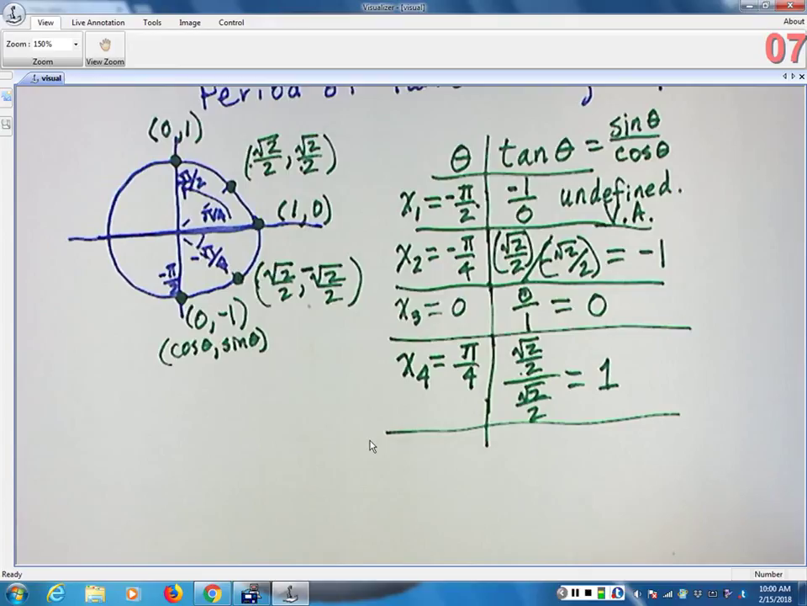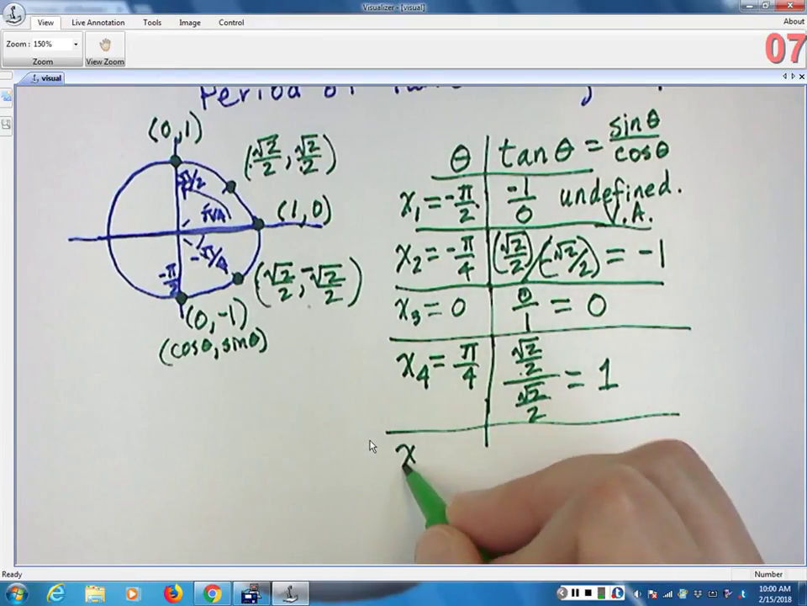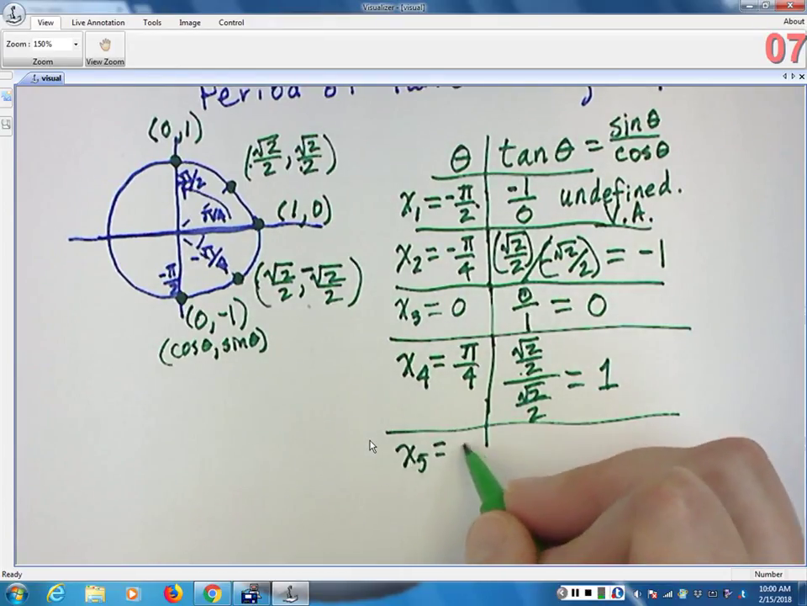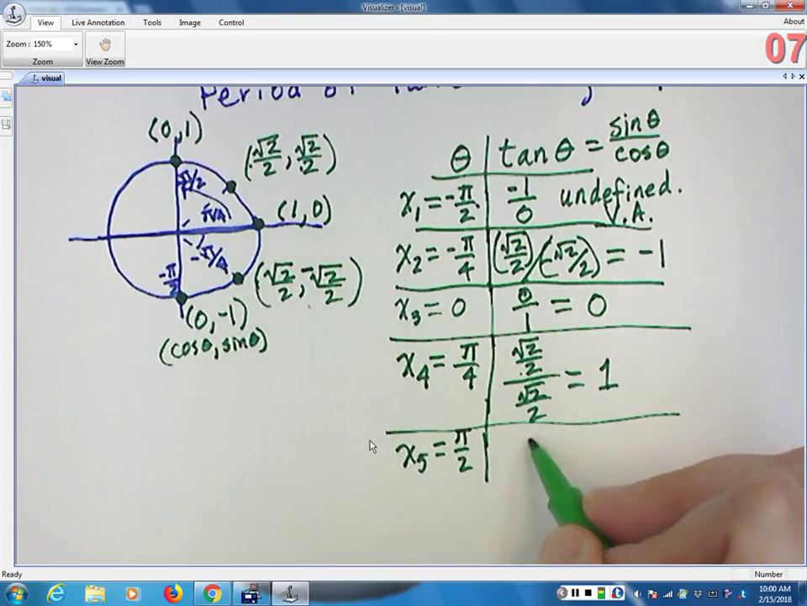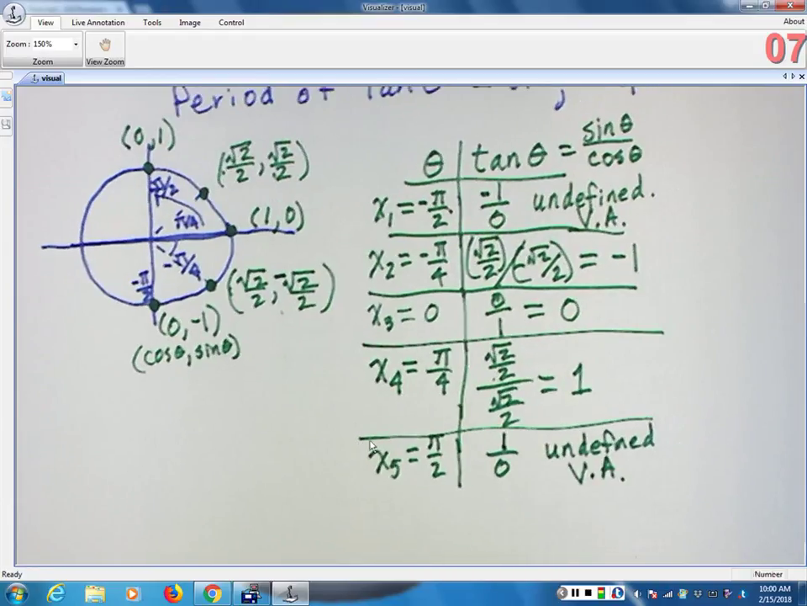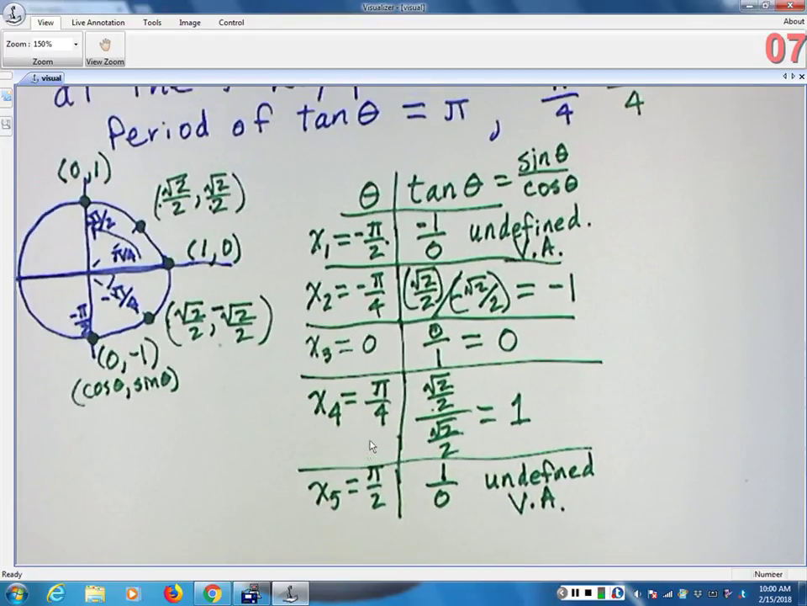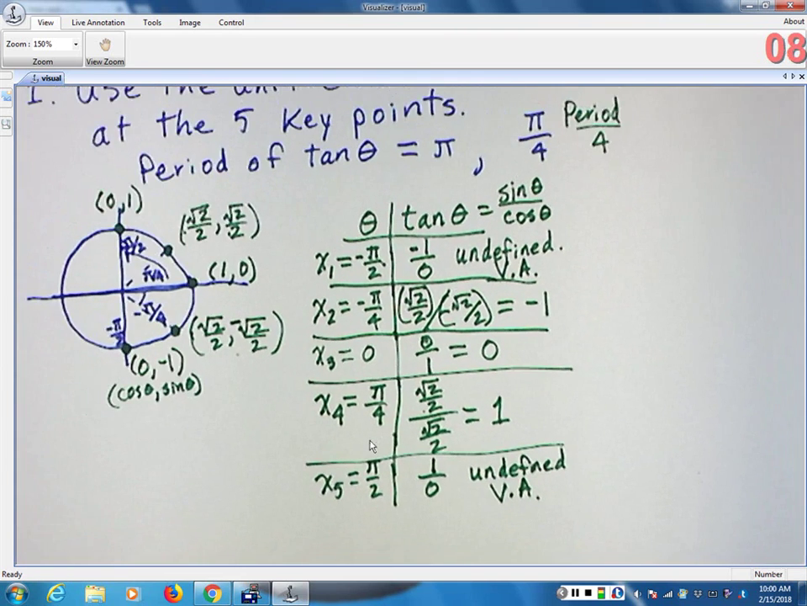Anything over itself equals 1. And then you add another pi over 4, and you get x pi is pi over 2. And then sine is 1 there, and cosine is 0. It's undefined. That's another vertical asymptote. So that's it, and we can graph it. So this is how we graph it using the unit circle.